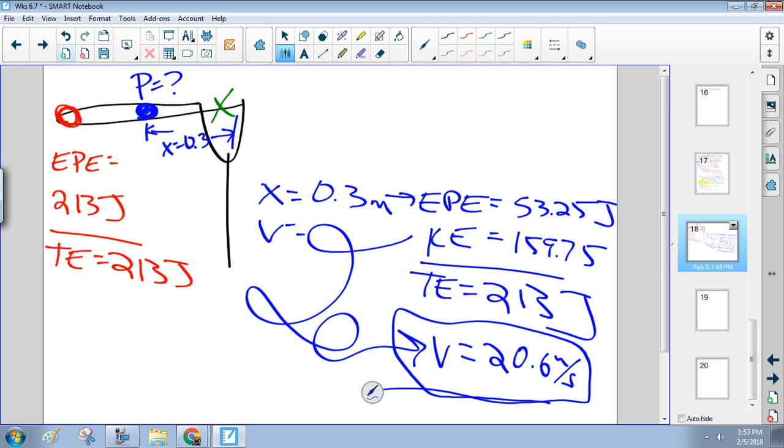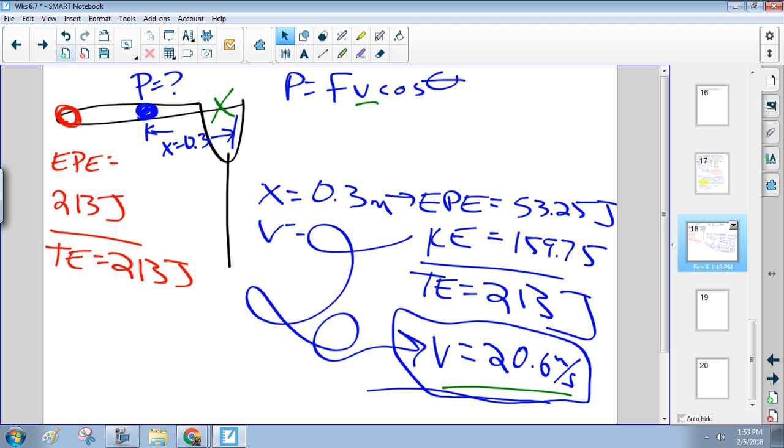What's the other thing I've got to figure out? Force, right? Because P equals F V cosine theta. So I've already got my V, and I've got to find my force. Anybody see an easy way to find the force? You're warm. Name the force, you guys. What force? We're looking for the power generated by what? The stretched rubber band. So how do you find the force from a rubber band or spring?